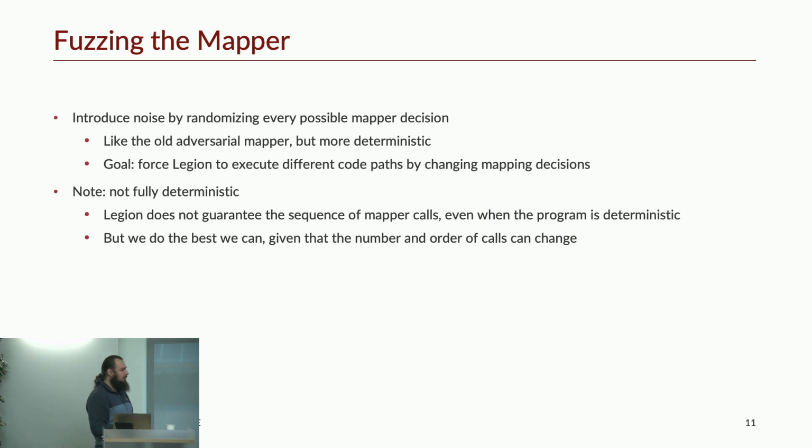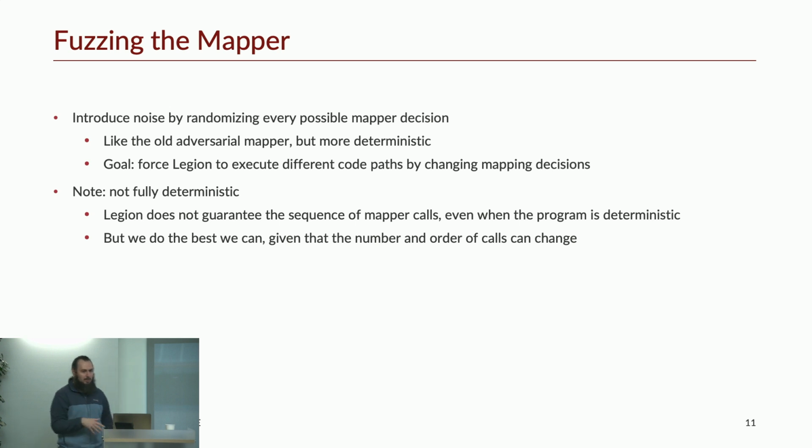One of the notable differences between this and the application stuff is that mapping is actually on non-deterministic hardware. It is impossible to make it fully deterministic because Legion does not promise how many calls it makes into the mapper.